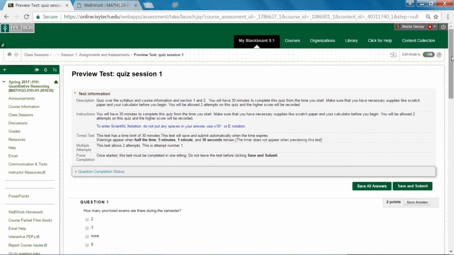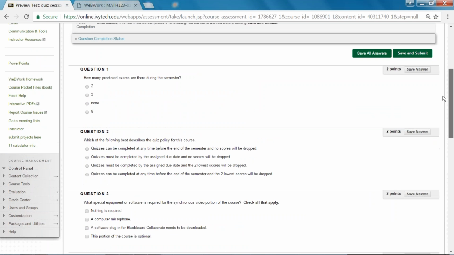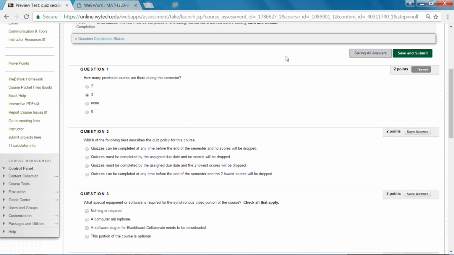The first part, have your syllabus. It's just saying, how many proctored exams are there? 3. Yep. Now this was your answer. You can hit save and submit, but you're going to get zeros on everything else. You have to complete it all at once. You can save the answer anytime. You can go to the next one. They're all pulling up. If you want to skip one and go back, you can.